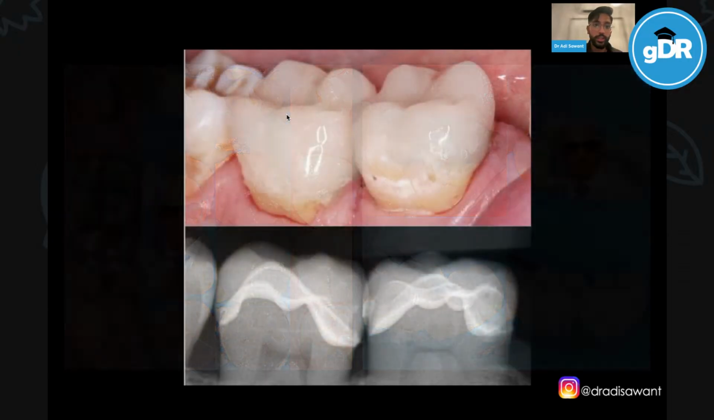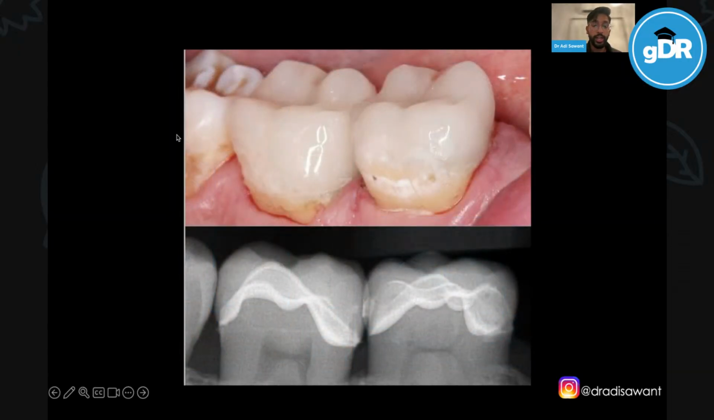More people. And those are those same ceramics. You can see that kind of biorim there. And we did these with heated composite. So nice margins there.